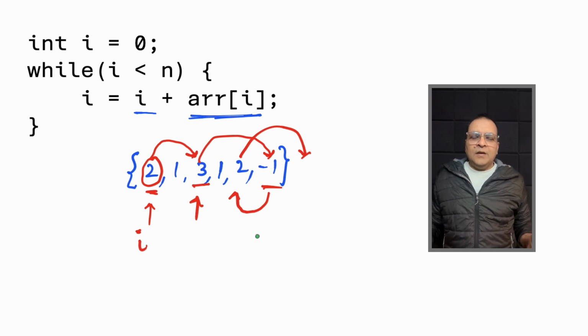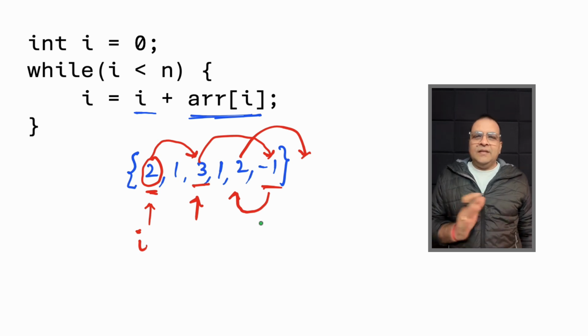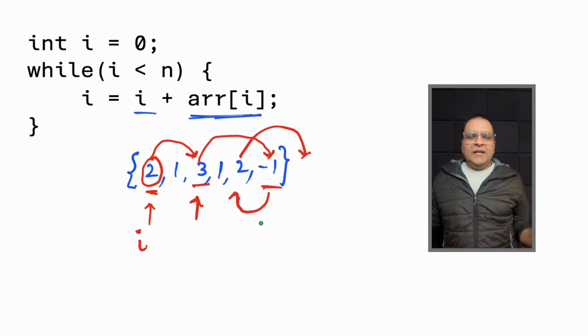We don't know. Therefore, if the array is not given to us, then the worst case time complexity is that it is an infinite loop. If we are given that all the elements in the array are positive, then we know that i cannot go backward. Therefore, in that case, the worst case time complexity will be order of n. But if negative elements are given, then i can move forward in one step and then backward again. Forward and backward can continue infinitely, and this will become an infinite loop.